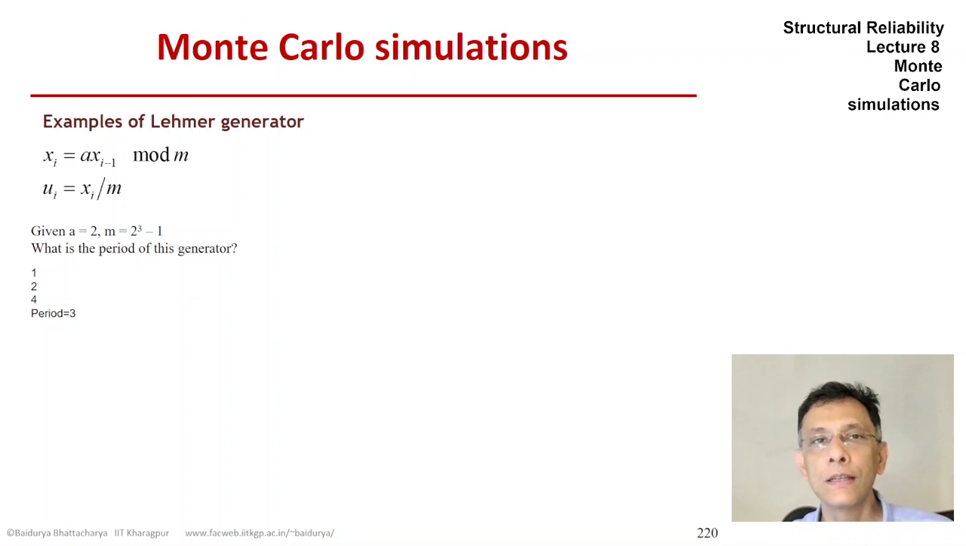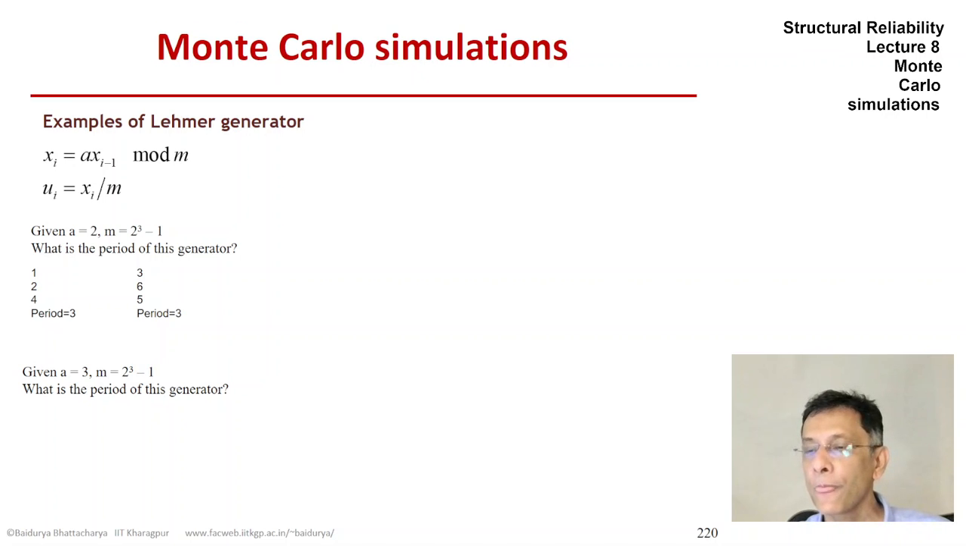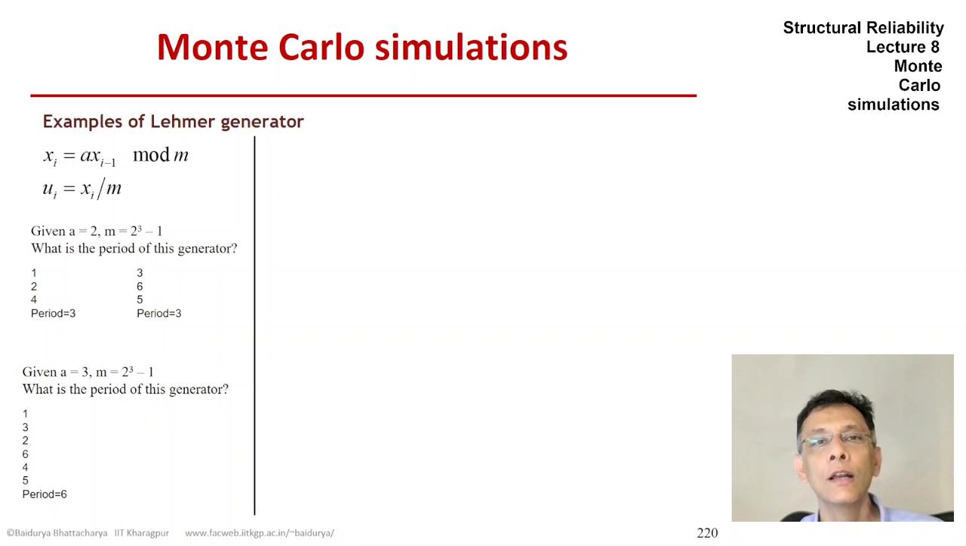Let's choose the seed as 1, and then we find that the period is 1. Well, the period is 3. The sequence is 1, 2, 4, and then it starts repeating itself. If you choose a different seed, then you hit another sequence, and obviously there is no intersection between the two sequences. If on the other hand we choose the multiplier as 3, then you will find that this indeed becomes a full period generator. So the choice of the multiplier is actually very important.